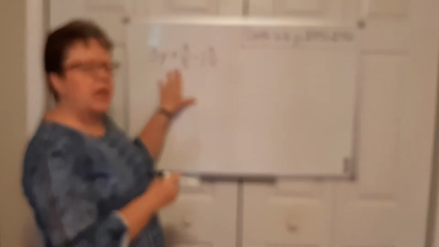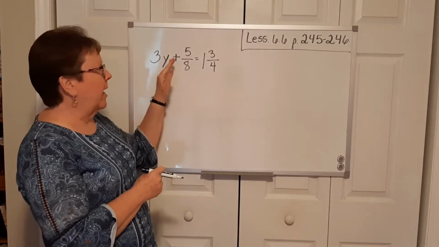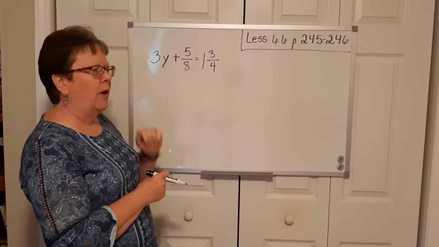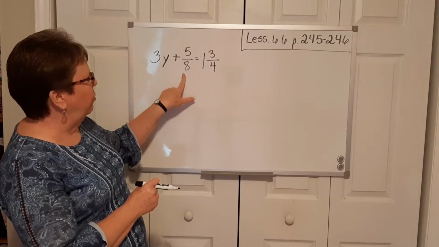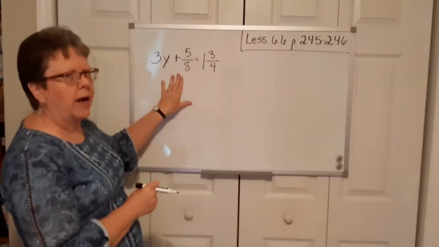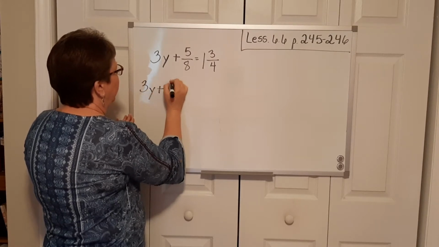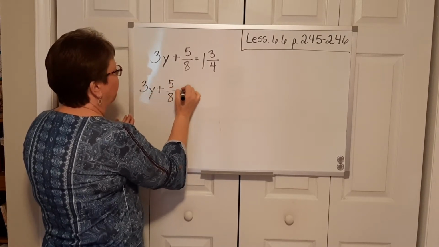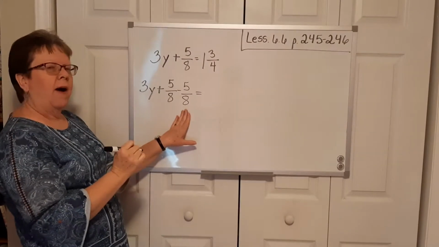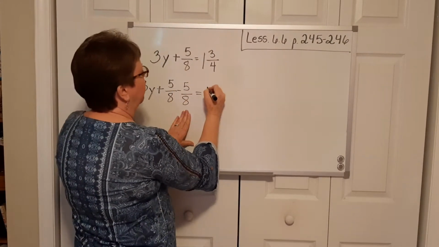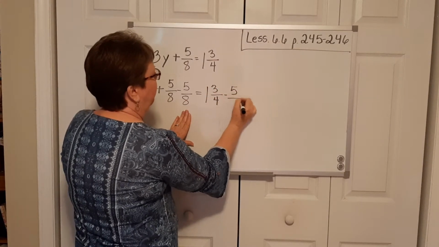All right, here we're continuing with solving our equations, okay? And our goal again is to get our variable on this side of the equation by itself. So what we want to do first is eliminate 5/8 from this side of the equation. So in order to do that, we've got to subtract our 5/8 to get rid of it. And if we subtracted 5/8 from this side, we've got to do the same thing over here. We've got to subtract our 5/8.